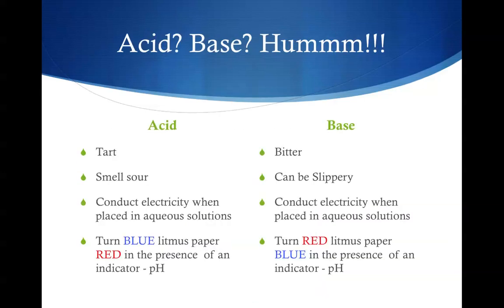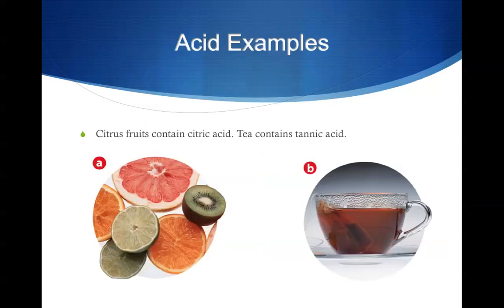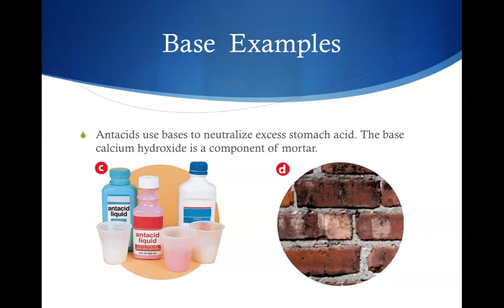All right, remember, acids are tart, they smell sour, they conduct electricity, and they turn blue litmus paper red. The bases are bitter, they can be slippery, they conduct electricity, and they turn red litmus paper blue. So citric acids: citrus fruits, so lemons, limes, oranges, kiwi, grapefruit, all of that contains citric acid. Also, tea contains tannic acid. And now bases and acids. So those are huge ones that you guys should know.